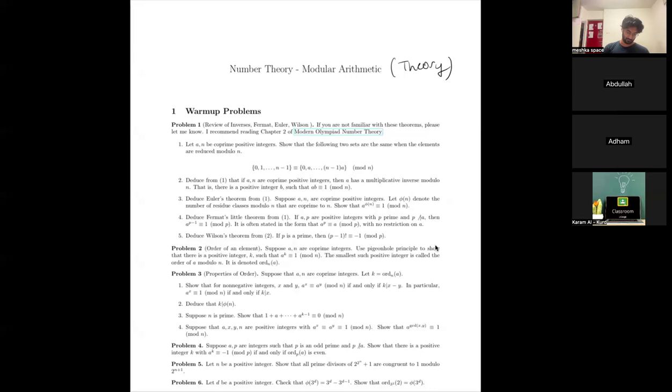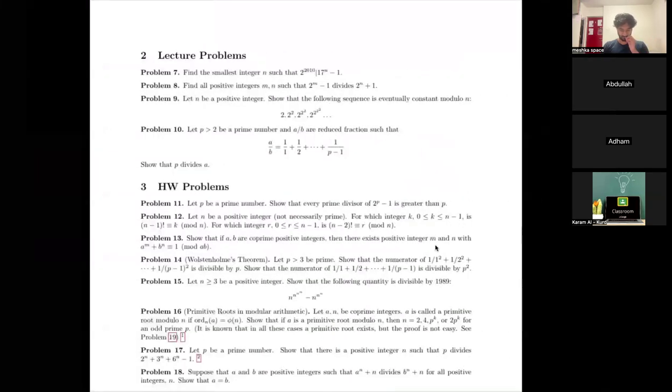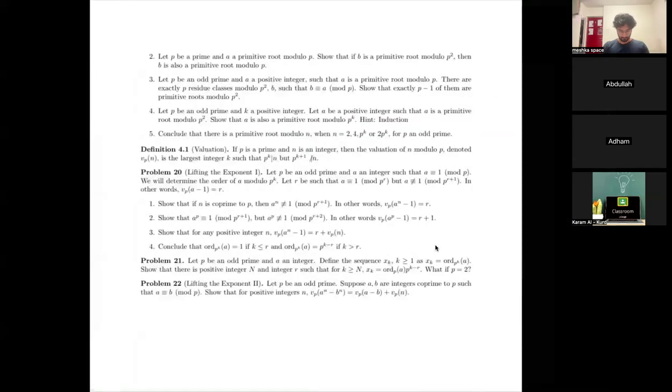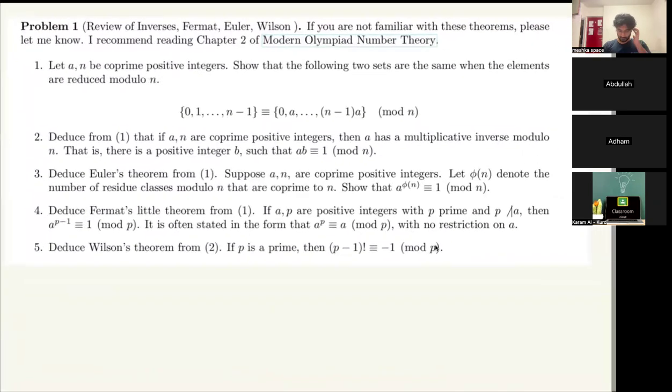Okay, so the topic today is modular arithmetic. I want to review the theory, the theory of inverses and exponents. So we'll start with the statements of the basic theorems from Euler and Wilson, and also the existence of inverses. So this is problem one.